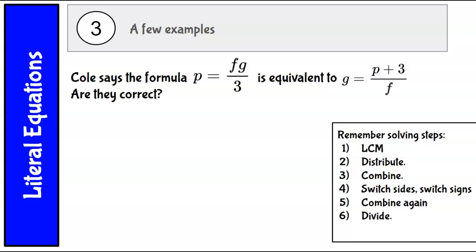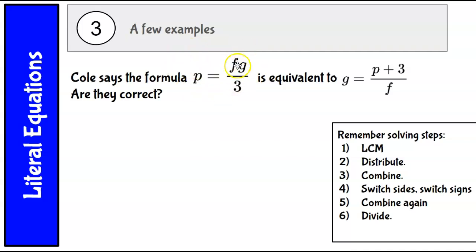Cole says that the formula P equals FG over 3 is equivalent to G equals P plus 3 over F. Are they correct? Now, right away, I see a red flag with Cole because there are 2 terms in this one, and there's no pluses over here. So it seems really unlikely to me that these are actually equivalent.